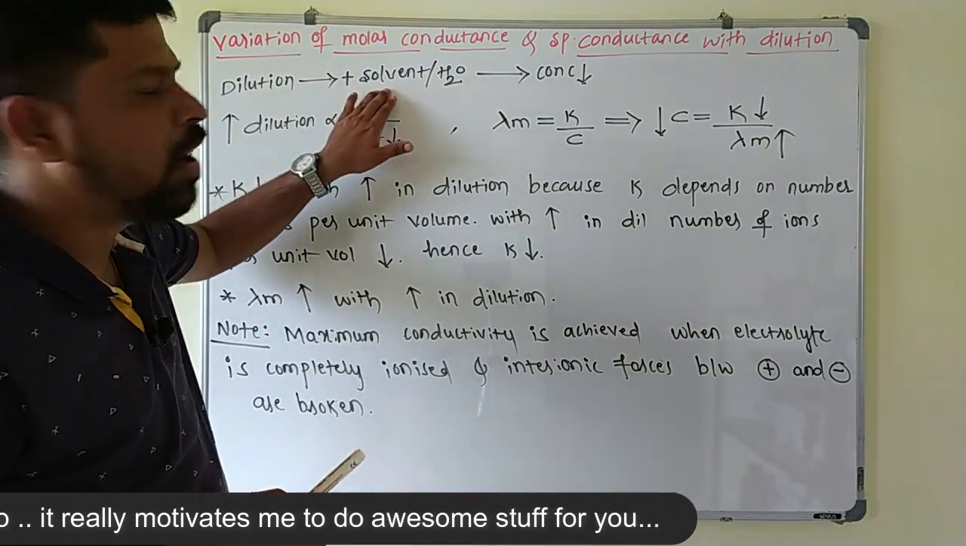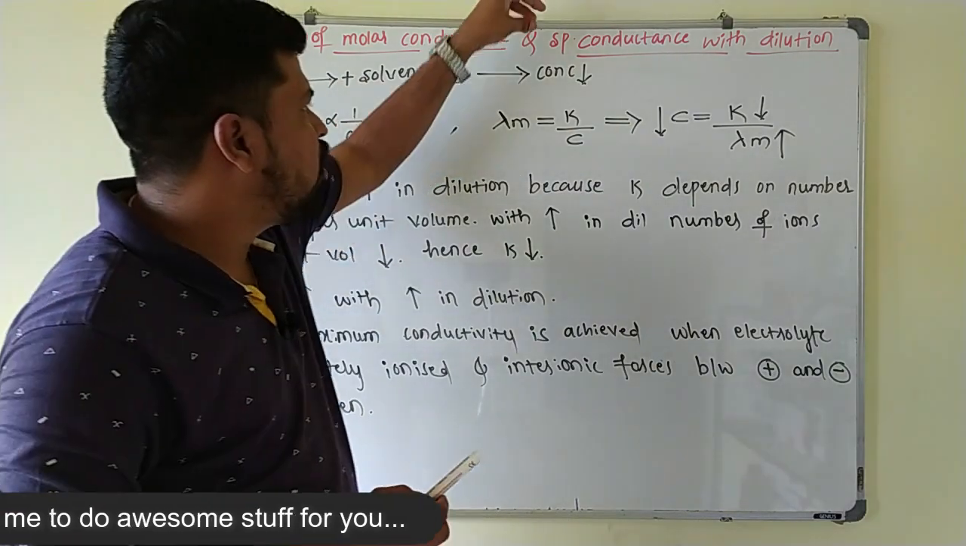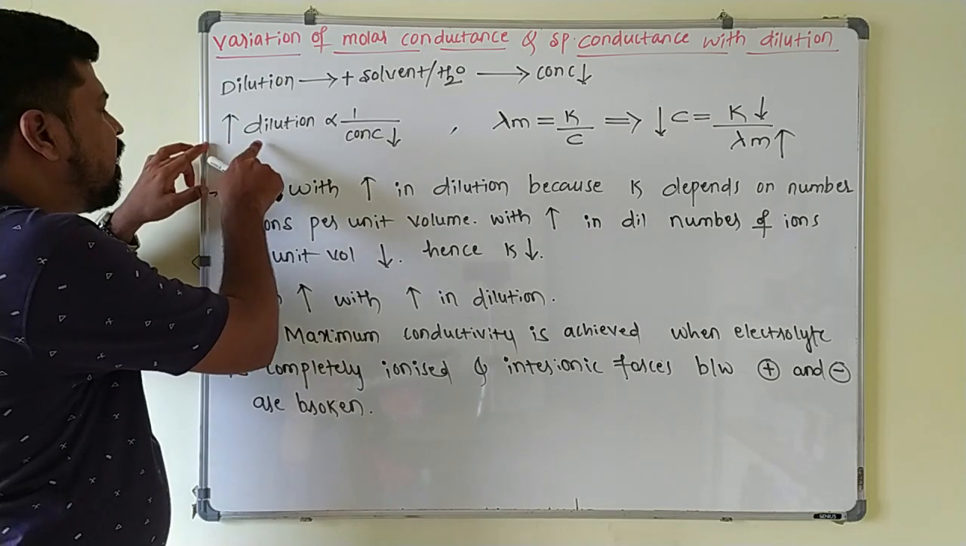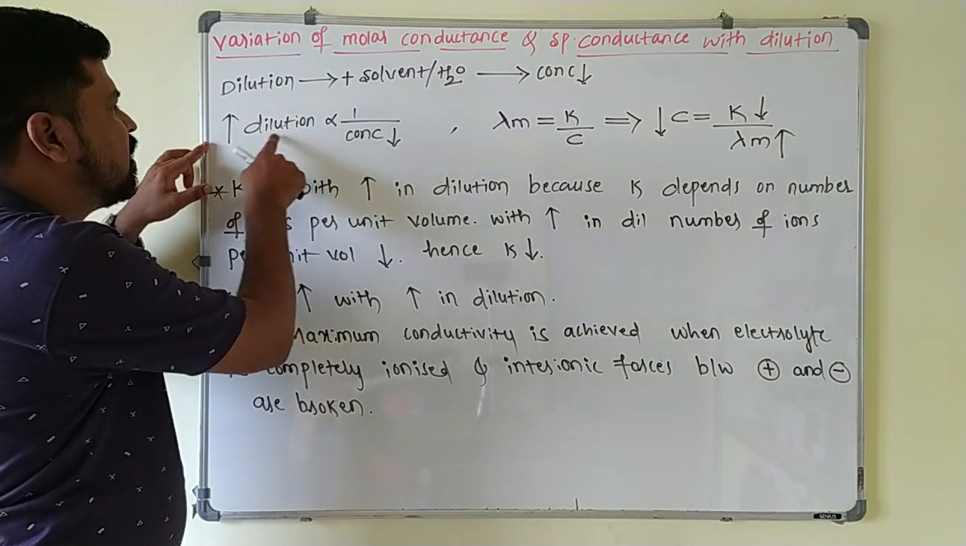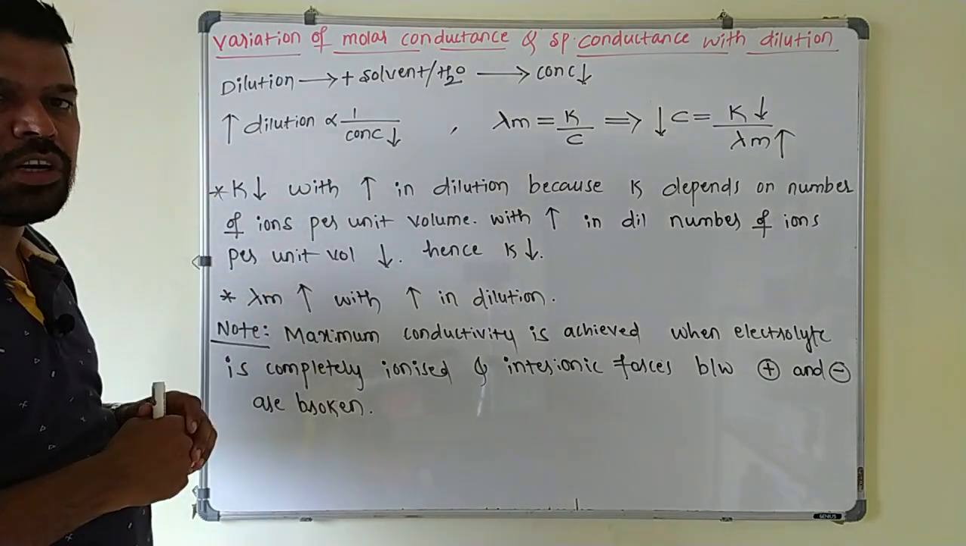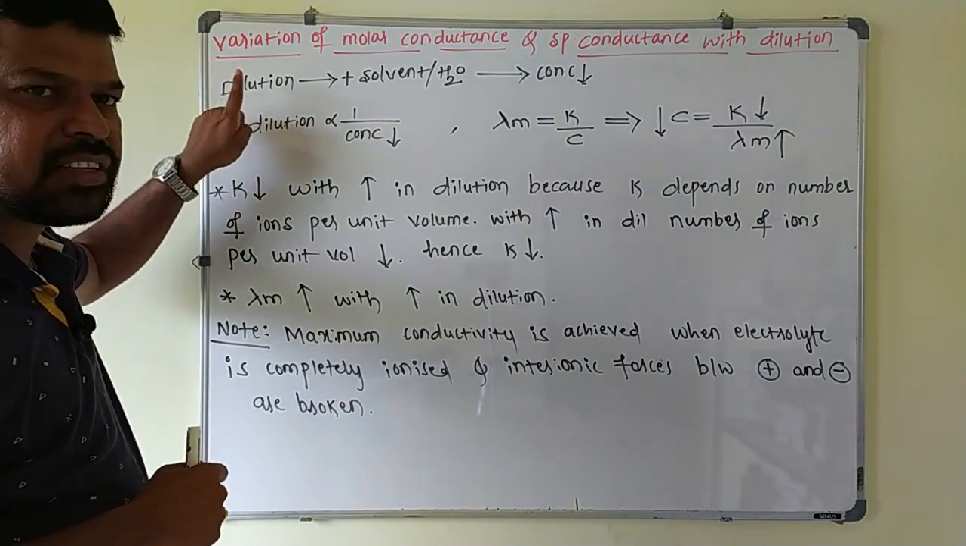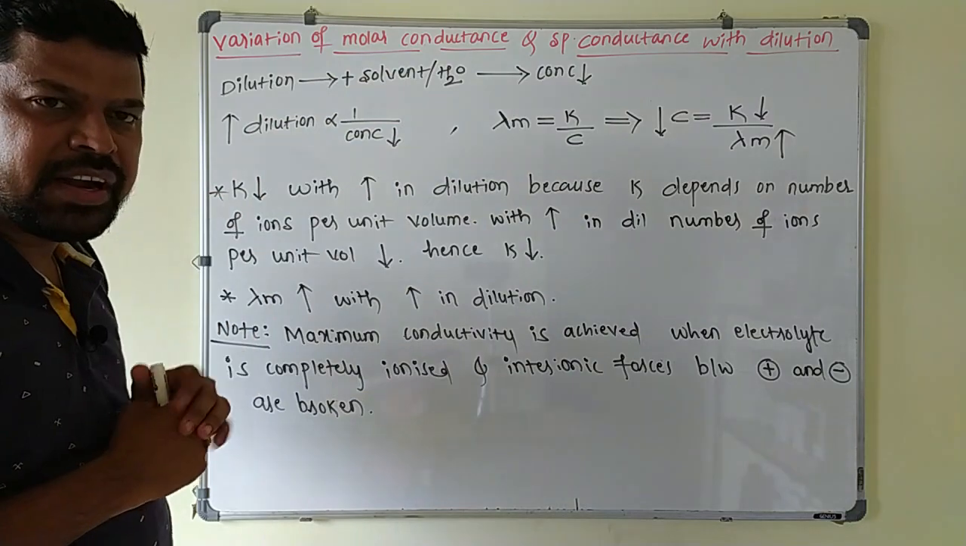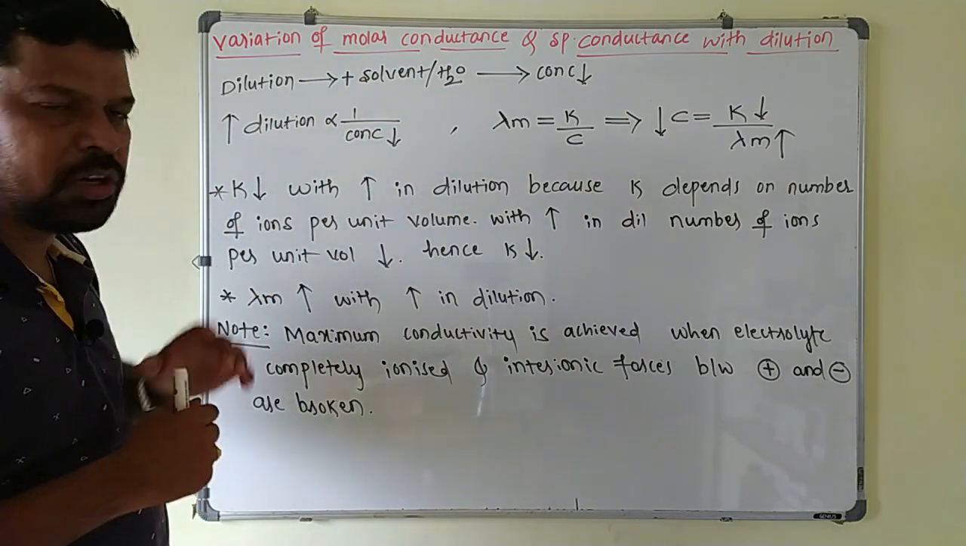If you add water, what happens to the electrolytic solution? The concentration of the electrolytic solution decreases. Here dilution and concentration both are inversely proportional to each other. If dilution increases, addition of water is more and more, then what happens? The concentration of the solution decreases. These two are inversely proportional to each other.